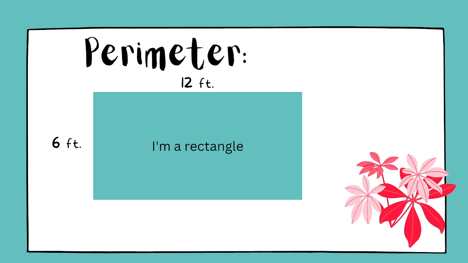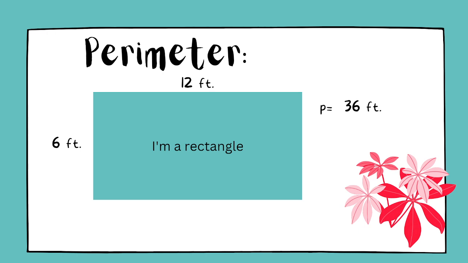Let's stick with the same rectangle. So the width would be again 6. And what's the width times 2? That would be 12. And then take the length times 2. What's 12 times 2? 24. So you would add 24 to 12 to get the answer.